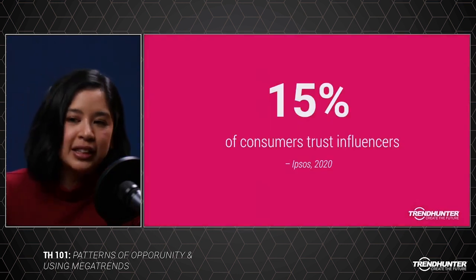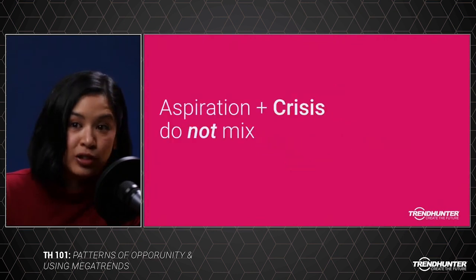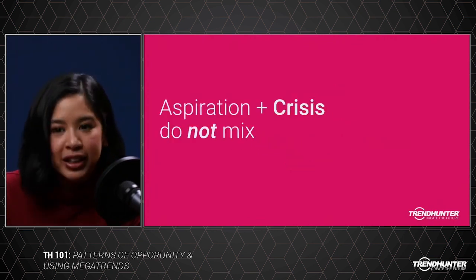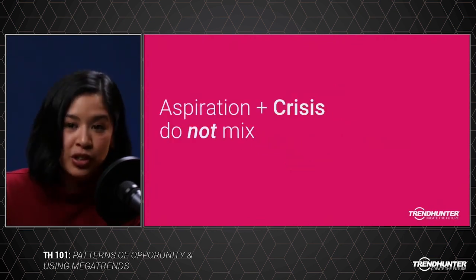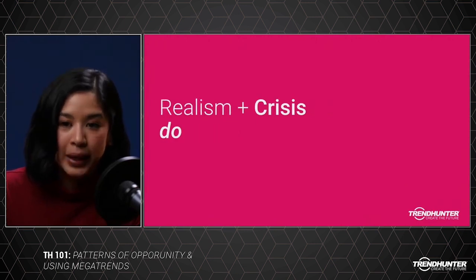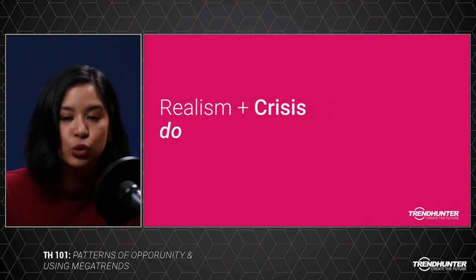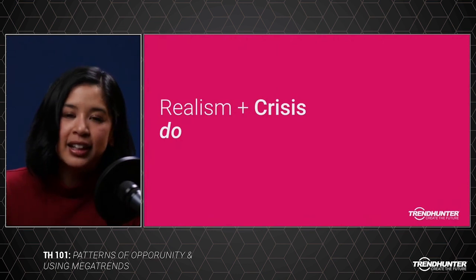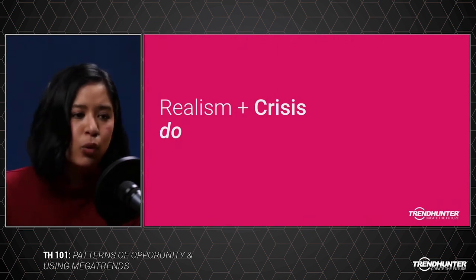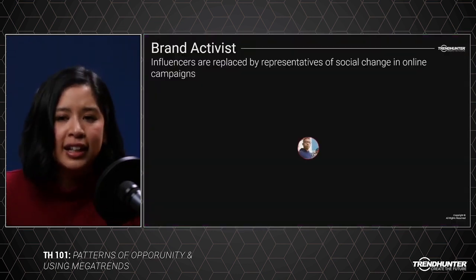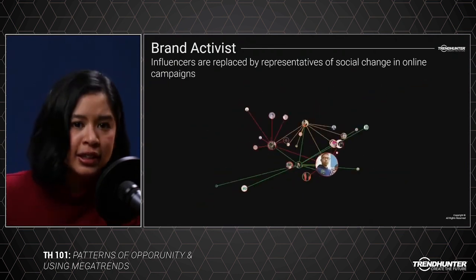Only 15% of consumers say that they trust influencers. Especially in times of crisis, aspiration and crisis do not mix. What does mix is realism and crisis. In times of chaos and crisis, people want information. They want to feel connected to other people in a very authentic way.